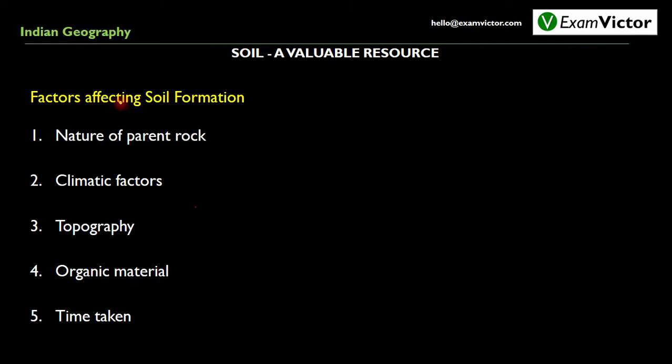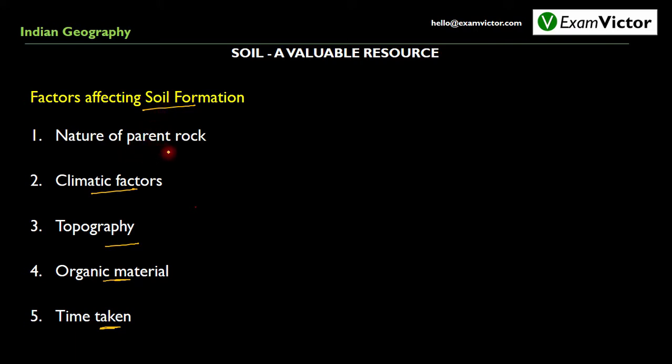Let us now talk about factors affecting soil formation. The nature of parent rock. Since soil formation takes place because parent rock undergo weathering, the nature of parent rocks determines soil formation to a large extent. Other factors affecting soil formation would be climatic factors, topography, organic material, and the time taken. Let us see how these factors affect the soil formation and in what terms.